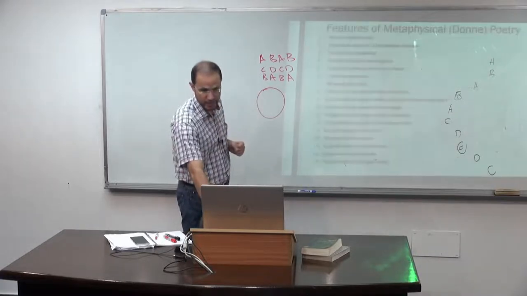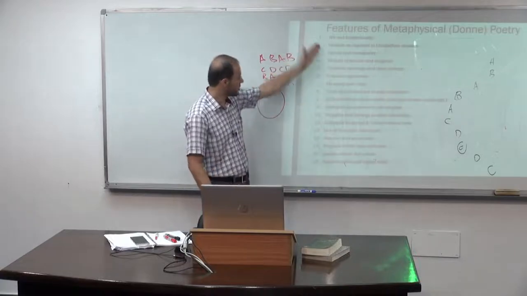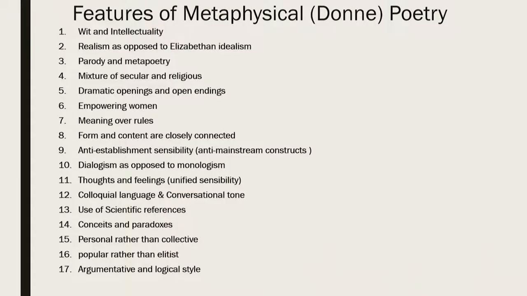Okay, let's wrap this up. With these, I squeezed my mind and listed these 17 features of metaphysical poets, mainly John Donne. Some of them overlap. On the Facebook group, I posted the list and said, if you want to choose one to talk about, you're welcome. And I thank you.